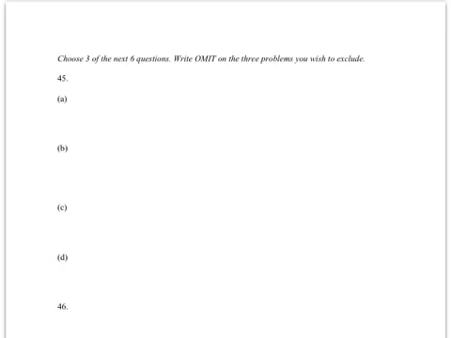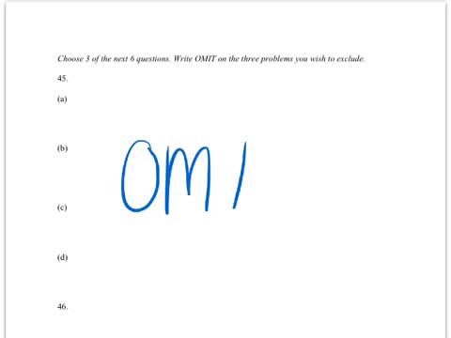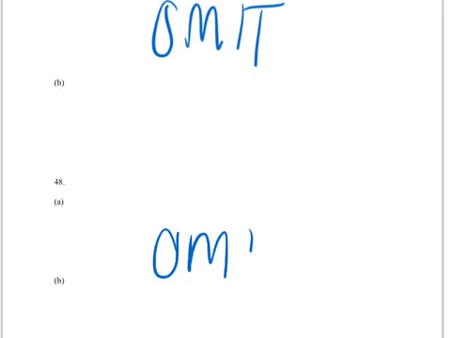Now, what are the directions on the next page? Choose 3 of the next 6. Write omit on the problems you wish to exclude. So say you don't want to do number 45. That's clear as daylight. Say you want to do 46, you answer. You don't want to do 47, and you don't want to do 48, maybe also. Let me jump to the slide. The last 2 then, 49. Sorry, it means that you would be doing 49 and 50.